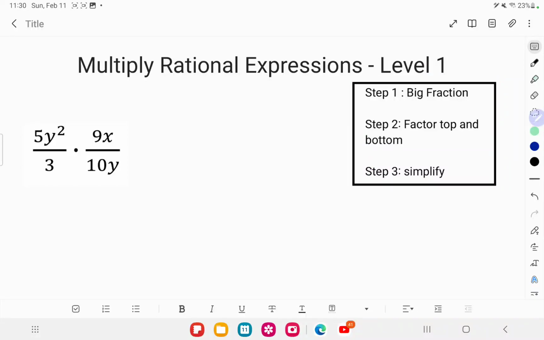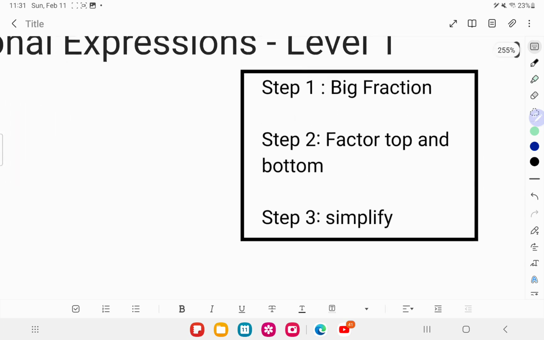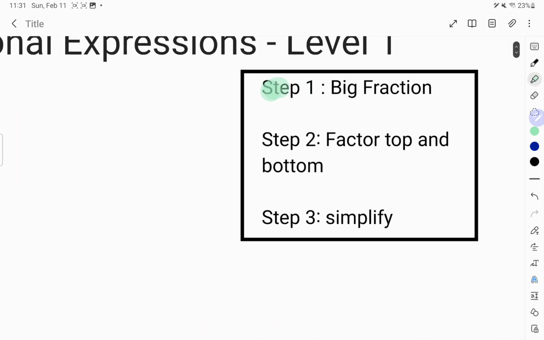Hello guys, so today we're going to be multiplying rational expressions. This is going to be the super easiest level, so it's going to be a level 1. The 3 steps that we're going to follow are pretty easy. So we're going to do a big fraction. I know it sounds silly because you're probably like, what do you mean by big fraction? But I'll talk about it in a bit.